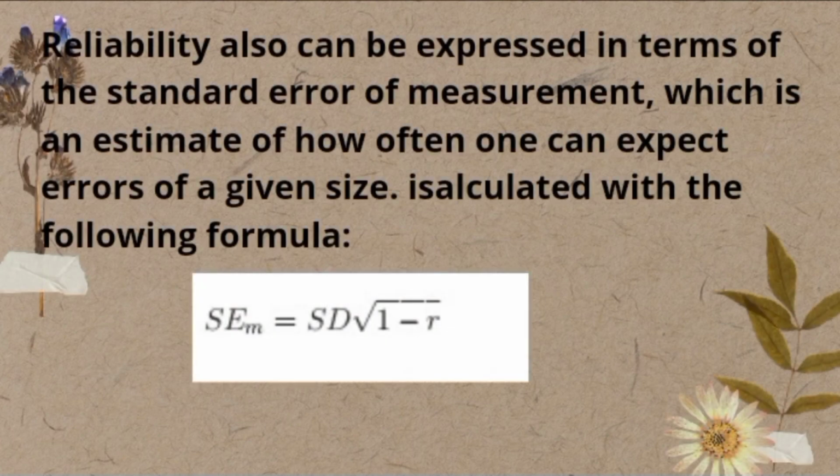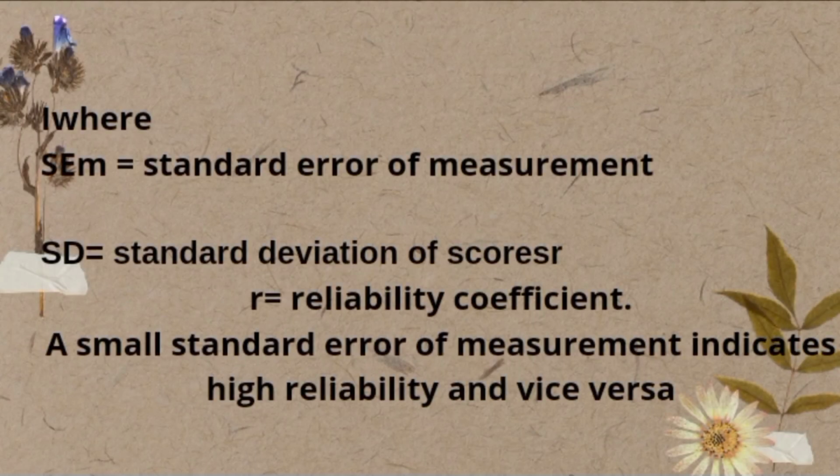Reliability also can be expressed in terms of the standard error of measurement, which is an estimate of how often one can expect errors of a given size. It is calculated with the following formula. SEM stands for standard error of measurement, SD stands for standard deviation of scores, and R stands for reliability coefficient. A small standard error of measurement indicates high reliability and precision.